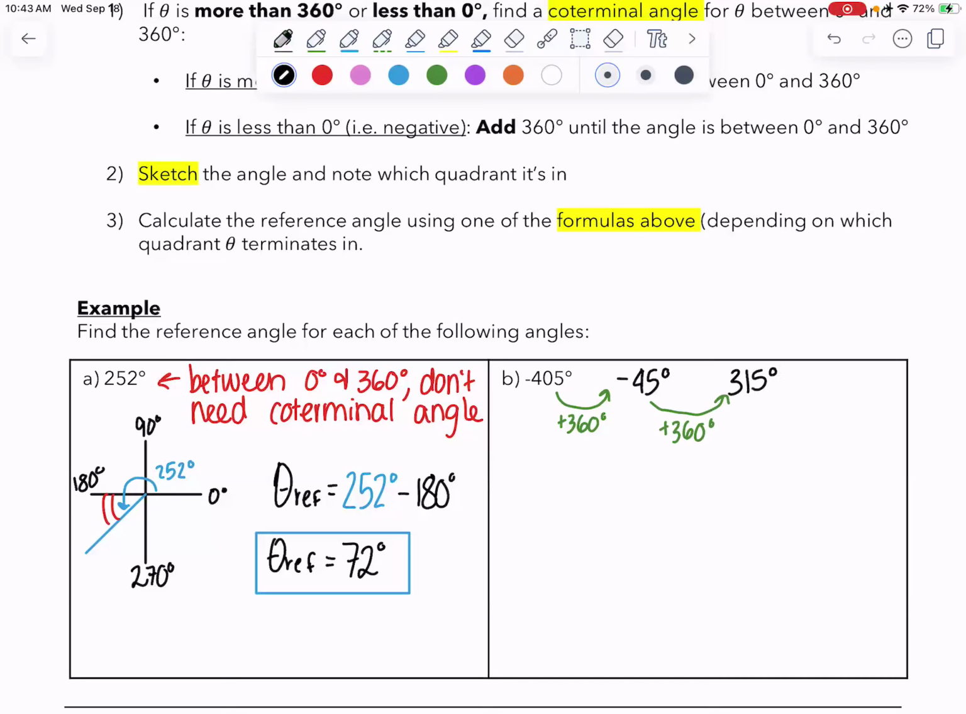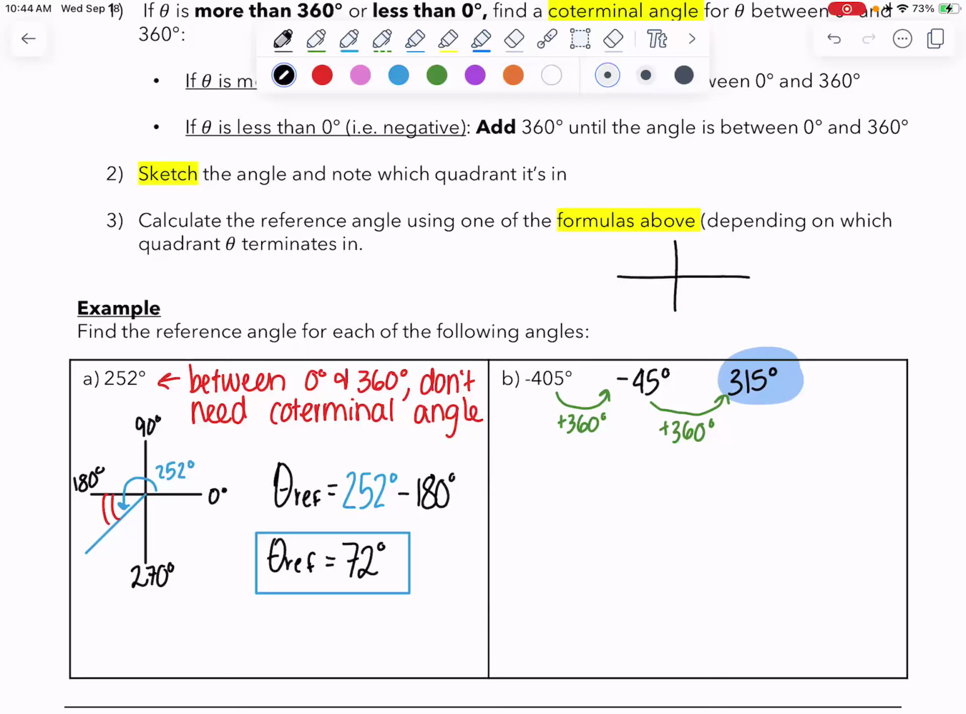When you start with a negative angle and you're adding 360 to get something coterminal and you want it to be between 0 and 360, with the negative angles, if that's where you're starting, you just add until it becomes positive. The first time the number becomes positive, that's where you stop. All right, so we're looking at 315 degrees as the coterminal angle here.